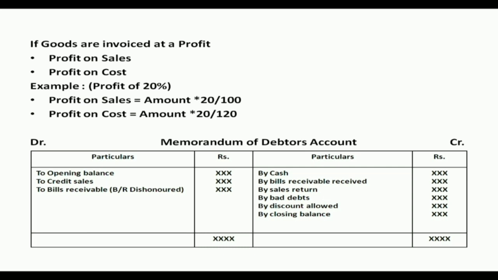Remember, this account will be prepared only to find out the missing information. If you are getting the balancing figure on the debit side, first preference should be given to the opening balance of debtors, and then if it is already there, we can give the preference to credit sales. If you are getting the balancing figure on the credit side, first preference you are supposed to give to the closing balance. If you already have the closing balance of debtors, then you can give the preference to cash.